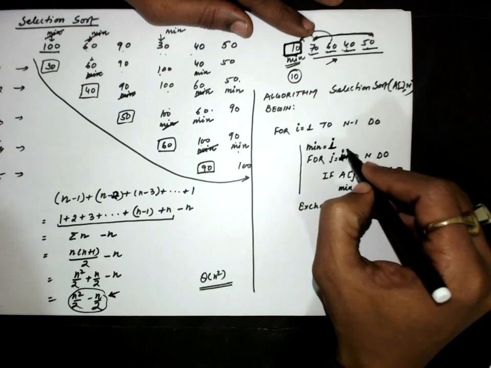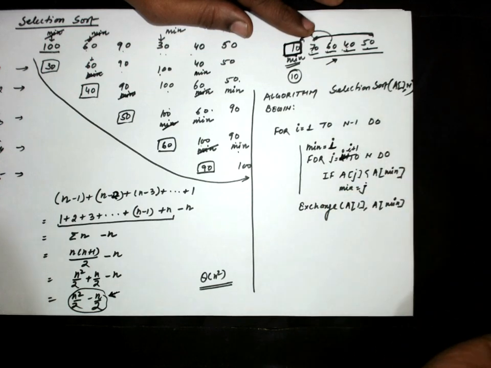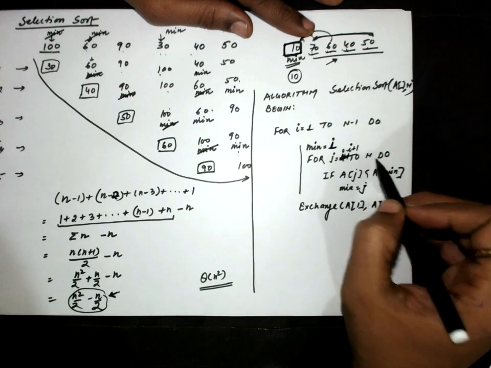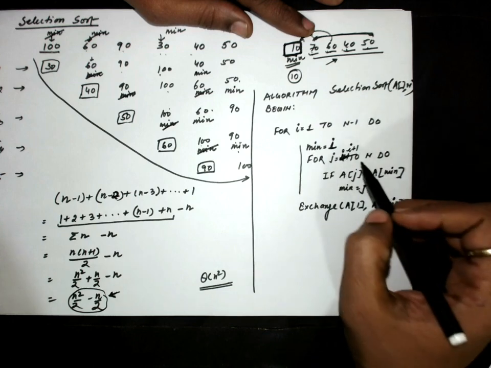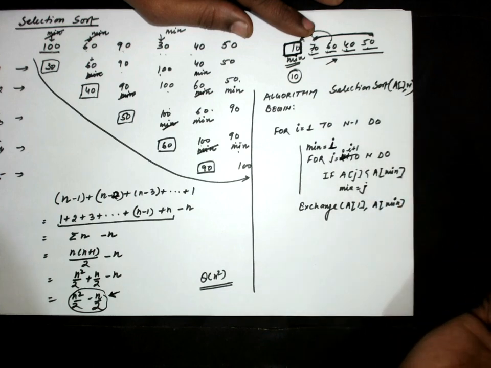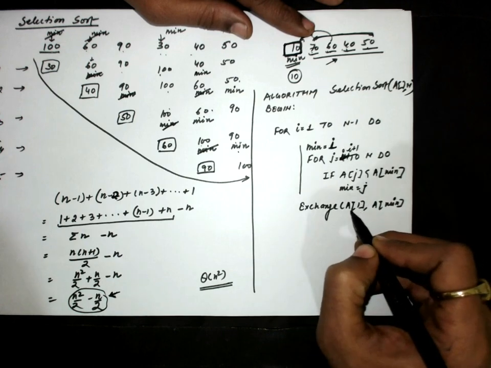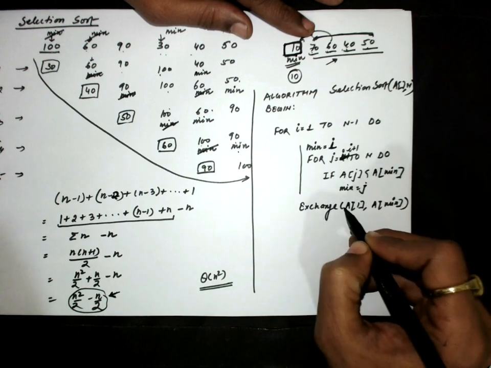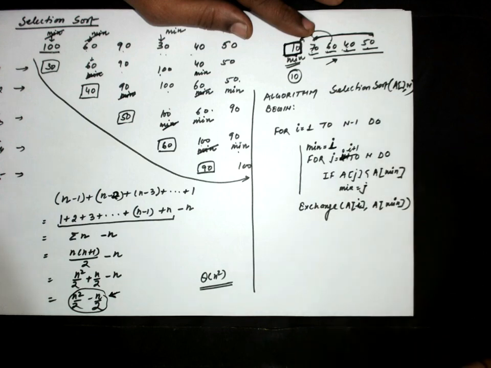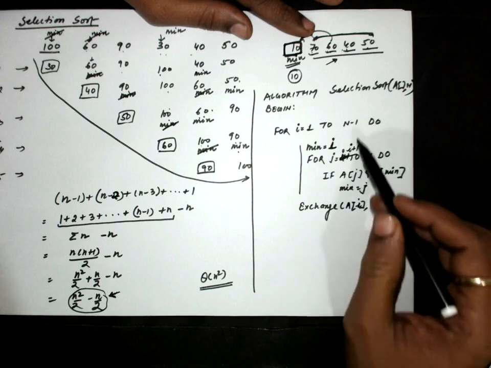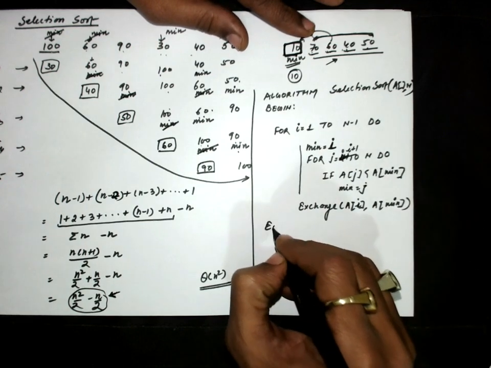So here, to make it more clear, let us write this here. So j starts from i plus 1. In any case, it will go up to the last element. So it starts from i plus 1 and goes up to n. And in this exchange, I will exchange the minimum element with the ith element. Okay. So this is the selection sort.